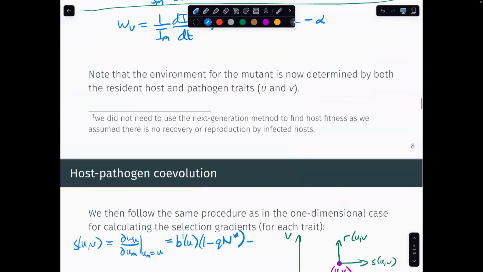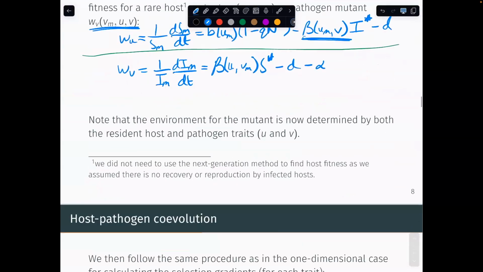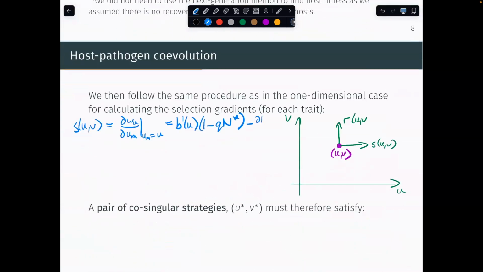And then now, for this second term here, we need to take the partial derivative with respect to UM, and then set it equal to U. So you get dB to dU, and this gets multiplied by I star. Do a similar thing for our pathogen selection gradient, R of U and V. So our partial derivative of pathogen invasion fitness with respect to our pathogen mutant trait, VM, setting VM equal to V.